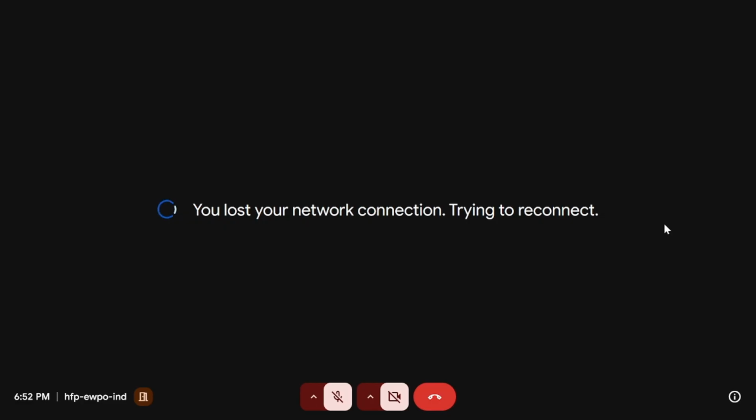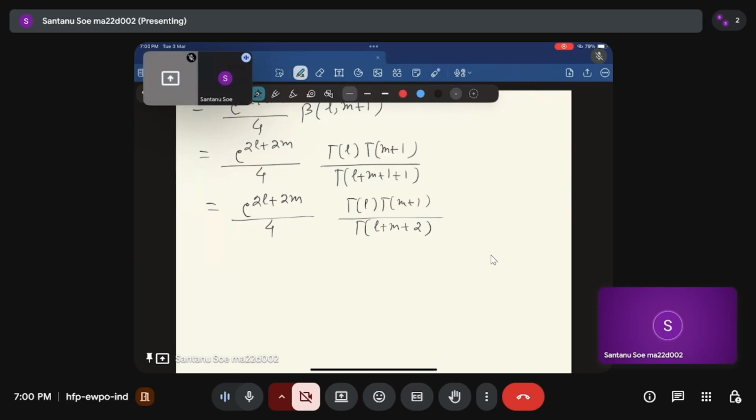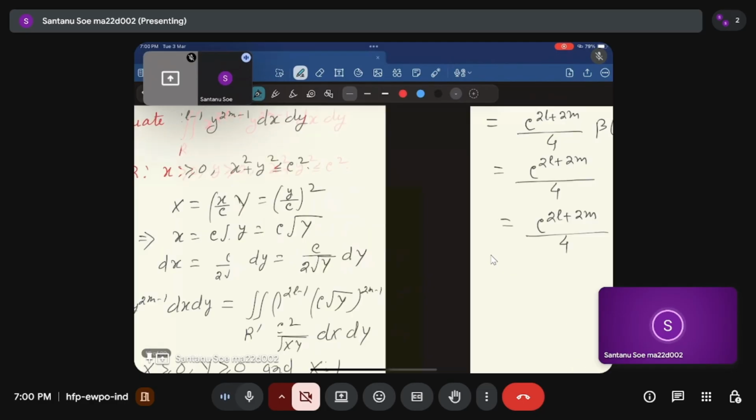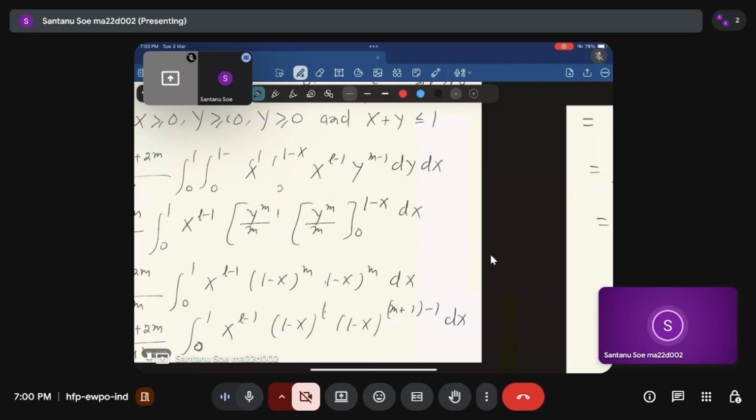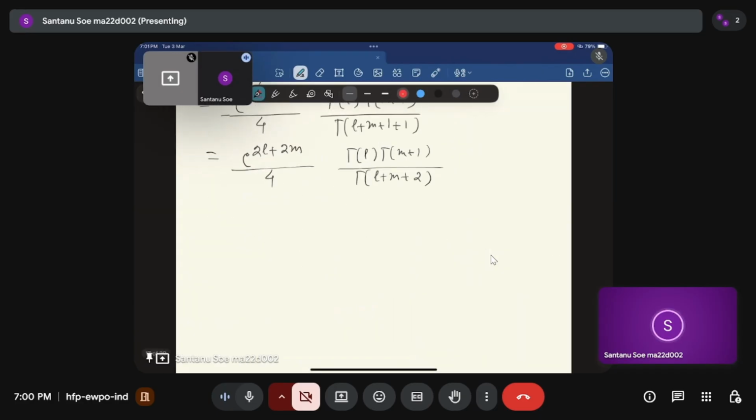So this is same as c to the power 12 plus 2m divided by 4 gamma of l gamma of m plus 1 divided by gamma of l plus m plus 2. Okay. So this was the answer of the question number 7. And now we're gonna go to the next question, which is question number 8.